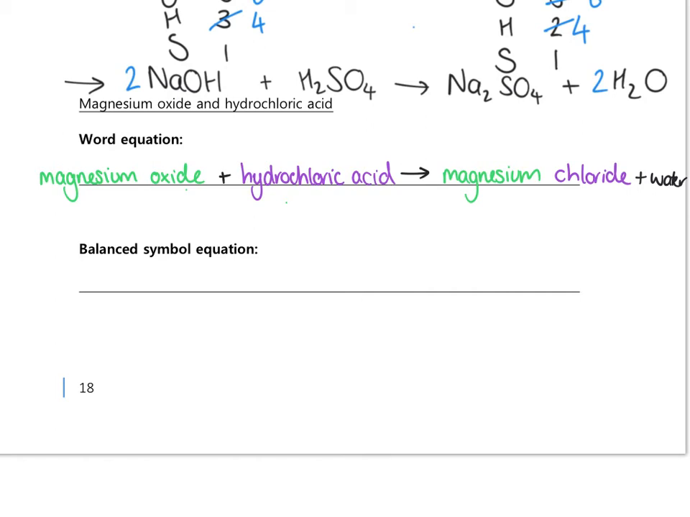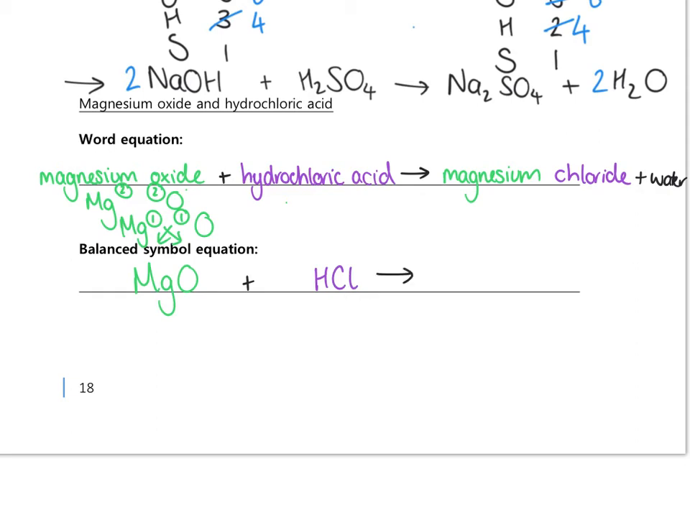Okay, magnesium oxide, I'm going to need to do swap and drop. Magnesium is Mg, oxide is just O. Magnesium's in group 2, so it has a valency of 2. Oxygen is in group 6, so it has a valency of 2. That can cancel down to Mg1 and O1. Swap and drop that, you just get MgO. Plus your hydrochloric acid, which is HCl.